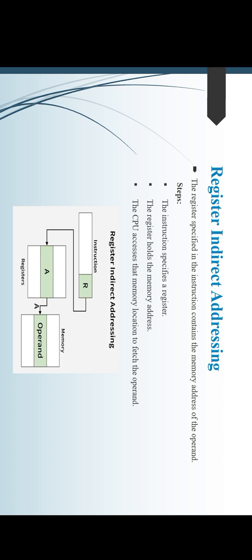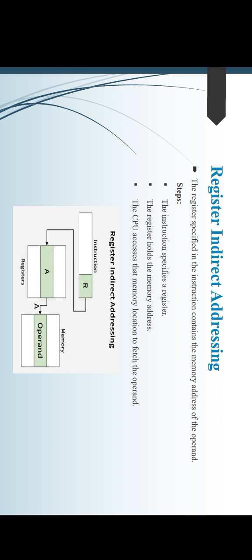For example, move R1, R2. Here R2 equals 5000, a memory address. R2 contains the memory address. Memory address 5000 holds the data 25, so the actual data is 25. Then the instruction loads 25 into the register R1. Here the register contains the address, not the actual data, only the address.